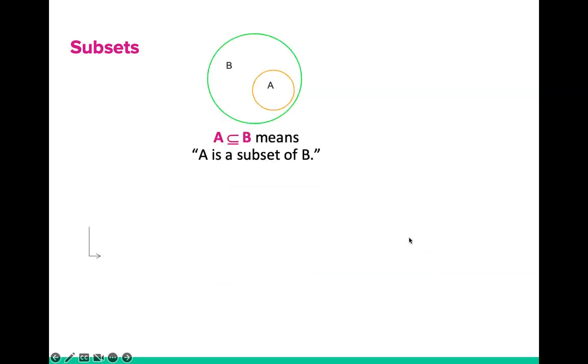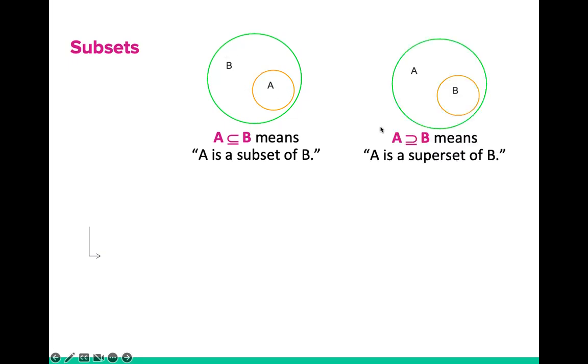Okay, using this notation, it means again that A is a subset of B, and that B contains A, or every element of A is also in B. Meanwhile, this notation flipped horizontally means that A is a superset of B. In this case, A is the one that contains B, or all elements of B are in A. So that is the difference of the subset and the superset.